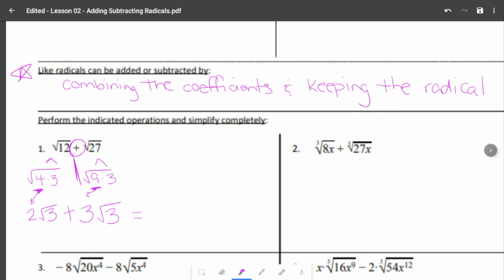So adding together, we are going to combine those coefficients. 2 plus 3, we get 5. And then we keep the radical 3 the same. That cannot simplify. So your final answer here should be 5 radical 3.